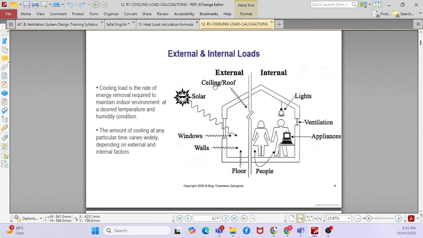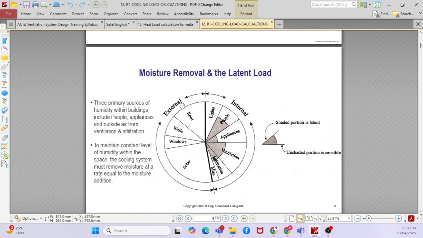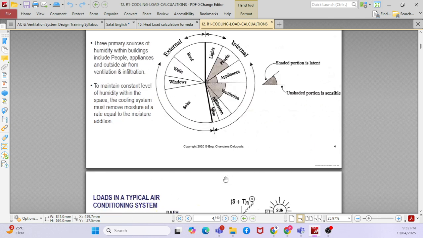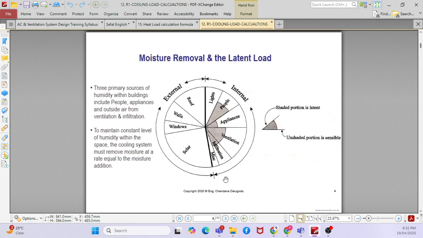When you go down, you can see external and internal loads. What are the external loads, and what are the internal loads? You can understand that. Further down, you can see what comes under external and what comes under internal. You have some basic idea: roof, wall, windows. This document will be shared with you, so you can read it.